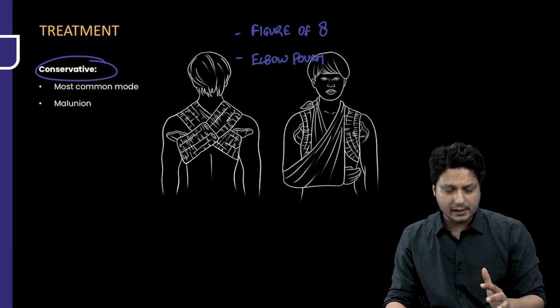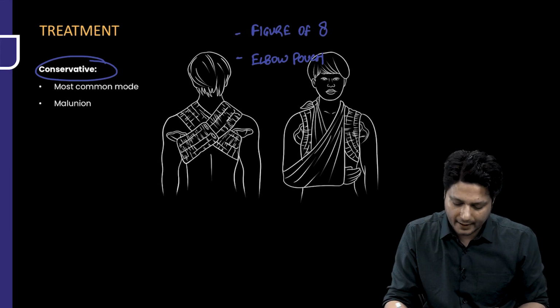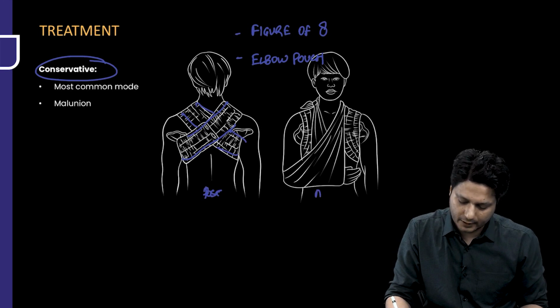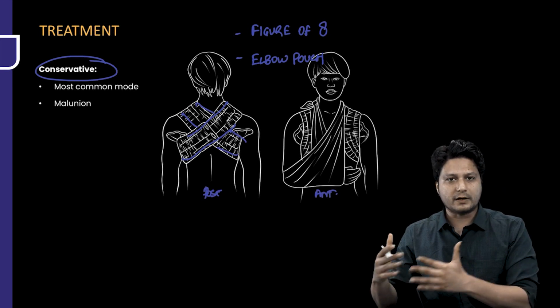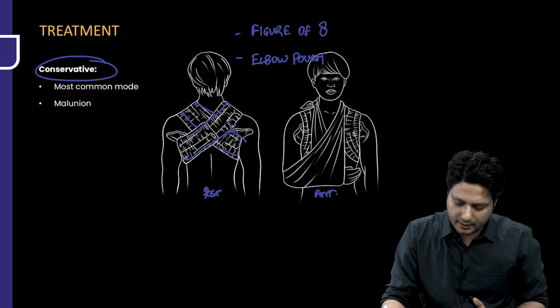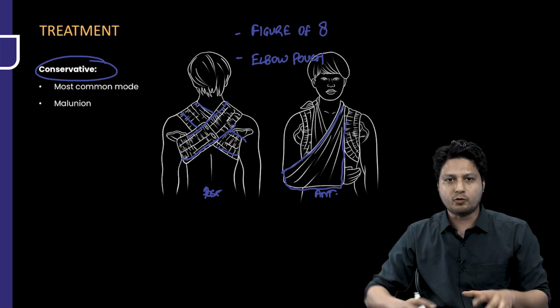Alright, as you can very clearly see over here, you have applied a figure of 8 sling. This is the posterior view and this is the anterior view. This is how it looks. And the second mode of conservative method is just to restrict the mobilization, that is by putting the limb into an arm or elbow pouch. Simple. Alright, so you are not fixing it.